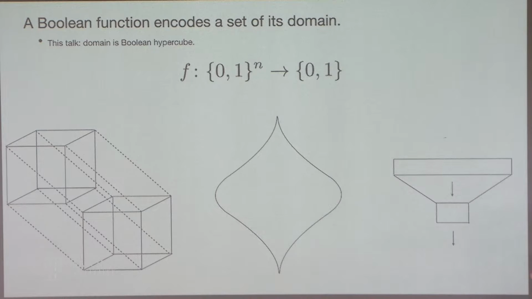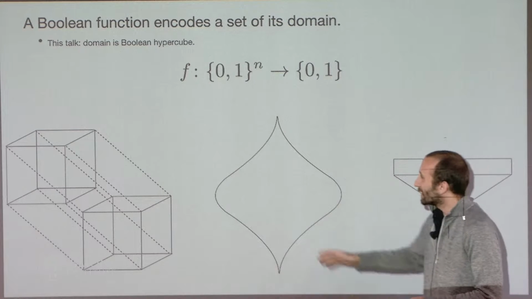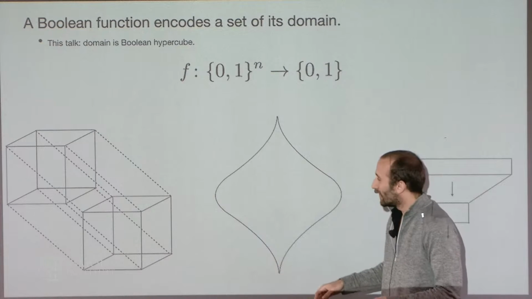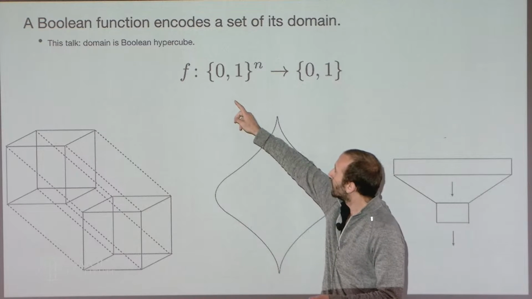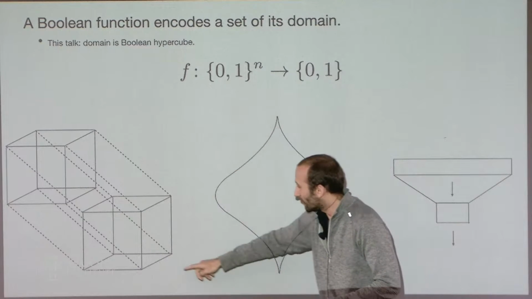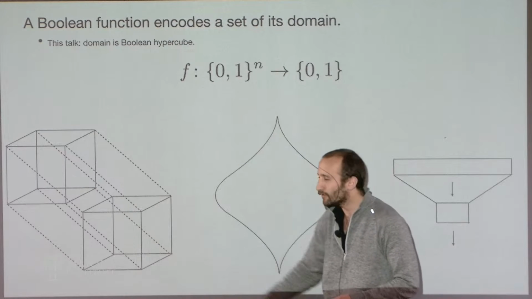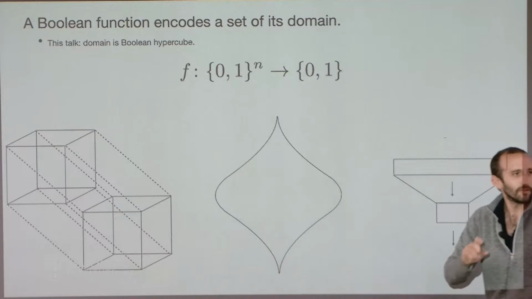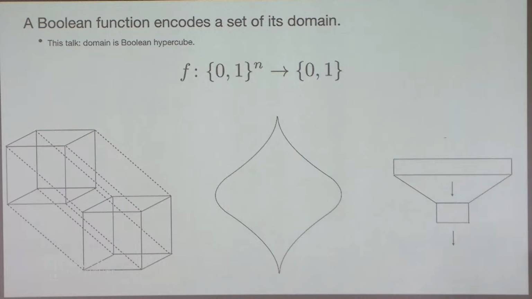I'm going to represent the domain, the Boolean hypercube, in 3 different ways, and they're going to come up in various different contexts. So let me just walk you through these pictures. Here on the left, I'm drawing a 4-dimensional hypercube. You should really think of the bit vectors as corresponding to the vertices of this cube, and then these lines are the directions corresponding to the different coordinates.